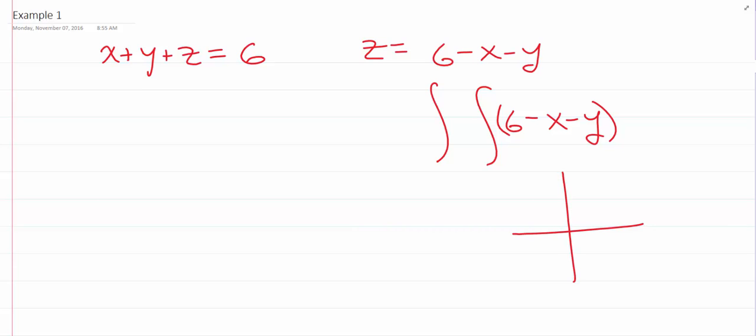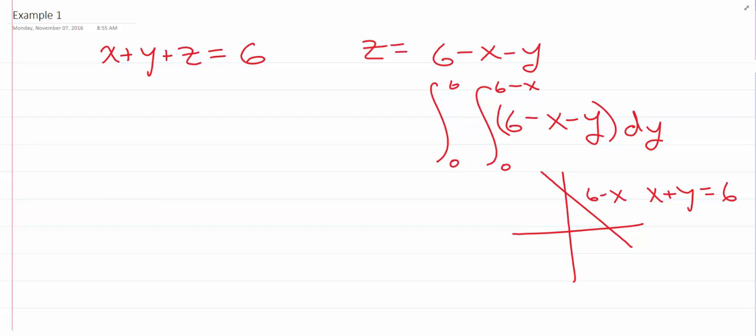Down here, we've got this thing where x plus y equals 6. So this right here is 6 minus x. We could do y next. We could say y is going from 0 to 6 minus x, and we would integrate with respect to y. Then we would say x is going from 0 to 6. There would be our integral, and that would give us the volume. So that's something we're familiar with.